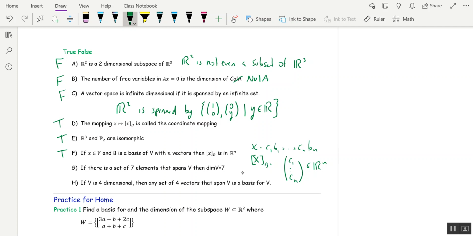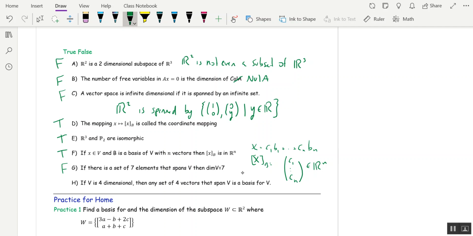Okay, if there's a set of 7 elements that spans V, then the dimension of V is 7. That's false, because you would also have to show that those 7 elements were linearly independent to say the dimension is 7, because you would need a basis.